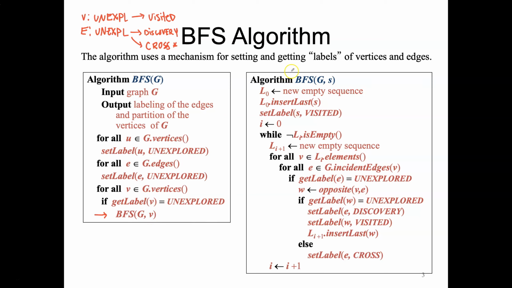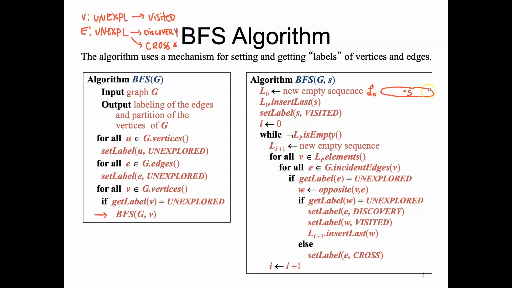So how does BFS work? We're given some start vertex S, and we're going to create essentially layers of everything that we can reach from S. So we'll have first our layer 0, which consists of only our starting vertex S. And when we add this vertex to our layer, we set it as visited.